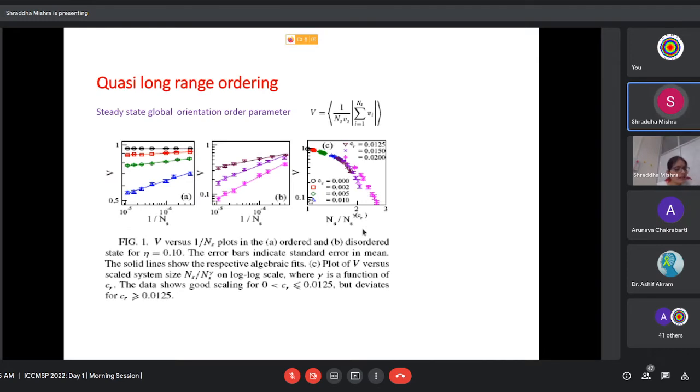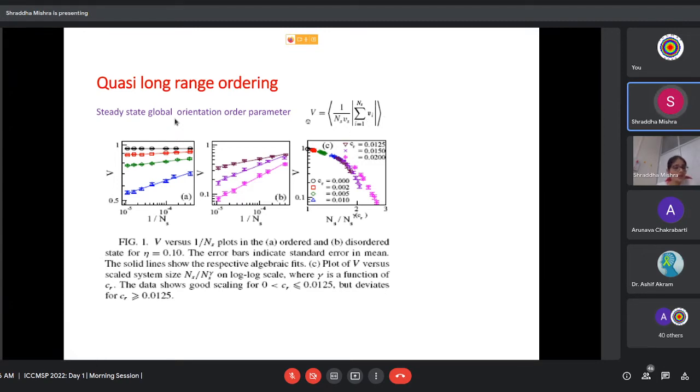Now, how is it happening and what is happening in detail in the system? To measure that, we calculated the global orientation order parameter, which is defined here. I calculate the sum of all the velocity vectors of the particles, divided by the number of particles and the speed of the particles. This quantity will be close to 1 for a perfectly ordered state, and close to 0 when it is perfectly disordered or random.